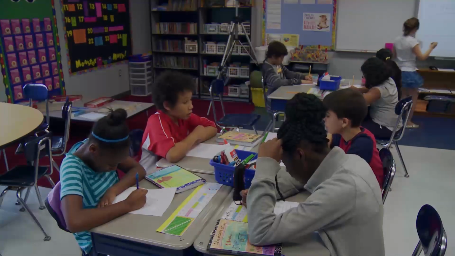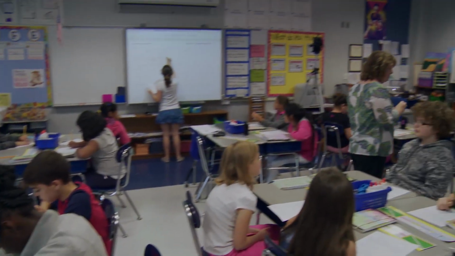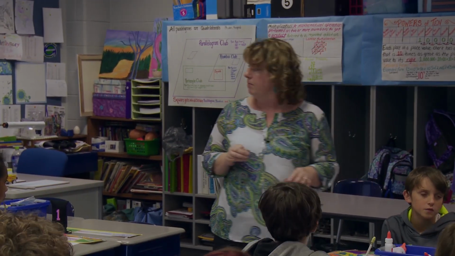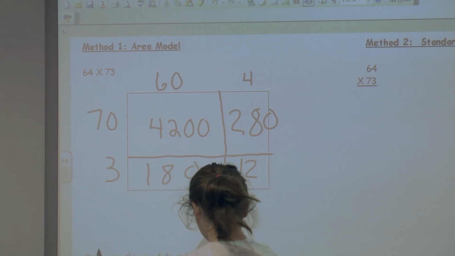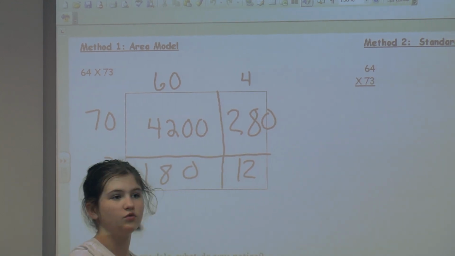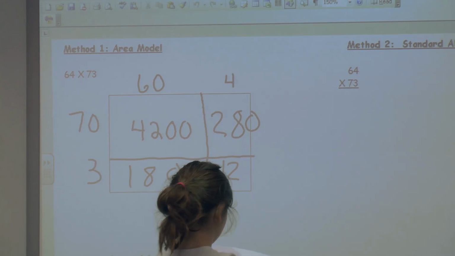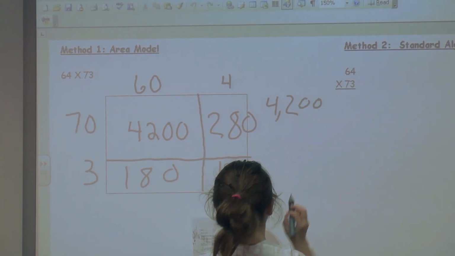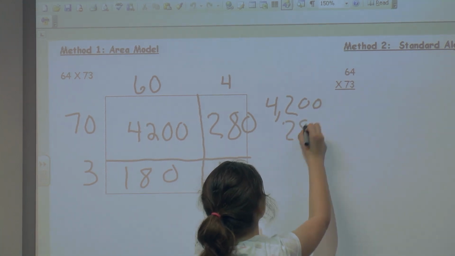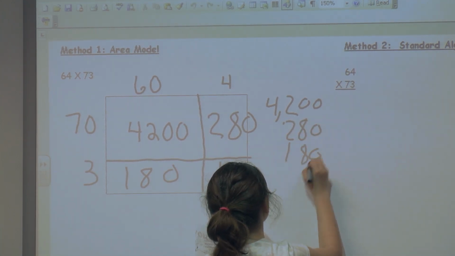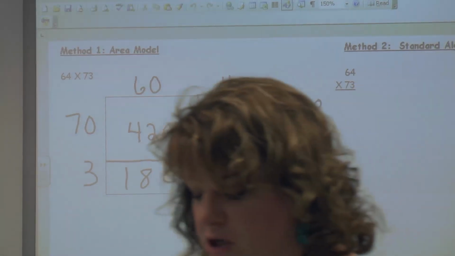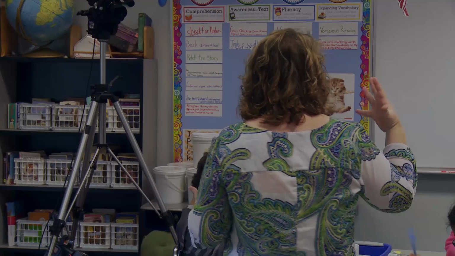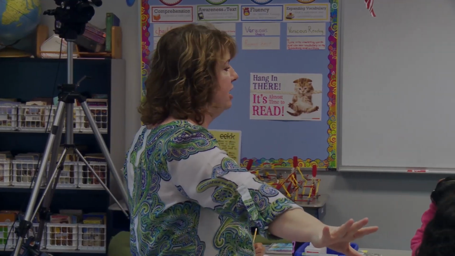Okay, as everyone says, please get some table consensus at your table as to what your product is. Can you also write down your partial products? So we've come to the consensus that our product is what, Tori? 4,672. We've all come to that consensus. So now we're going to take that knowledge and put it over to the standard algorithm.